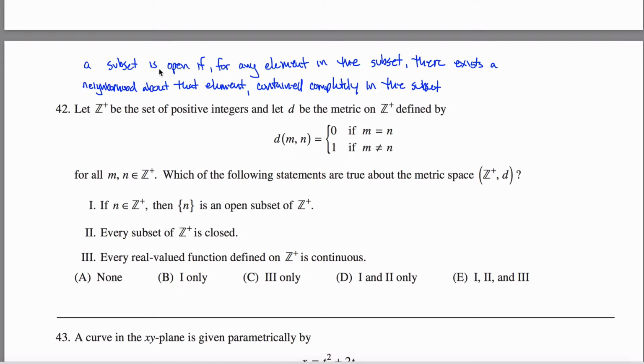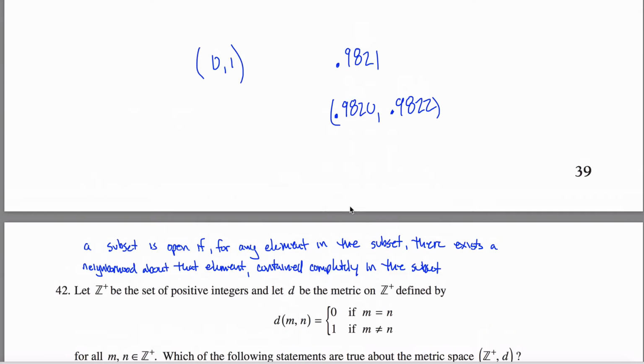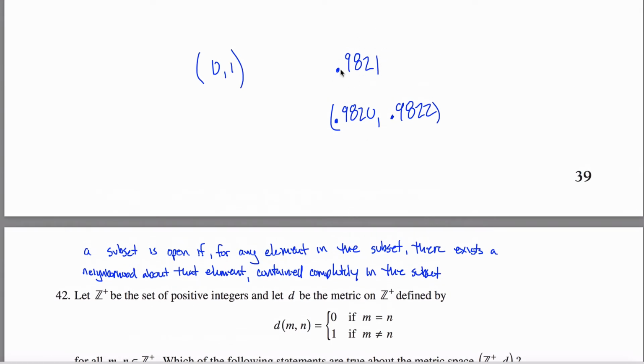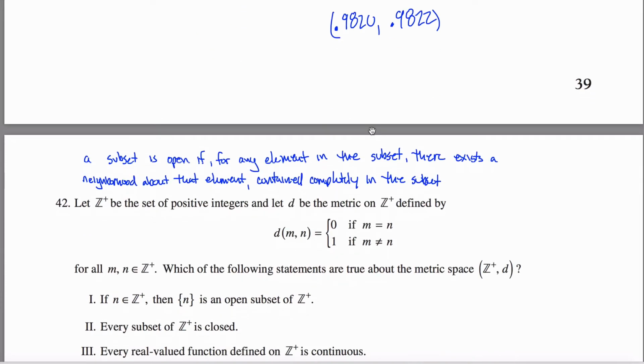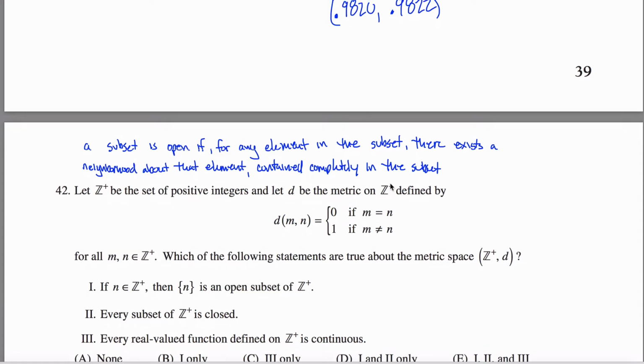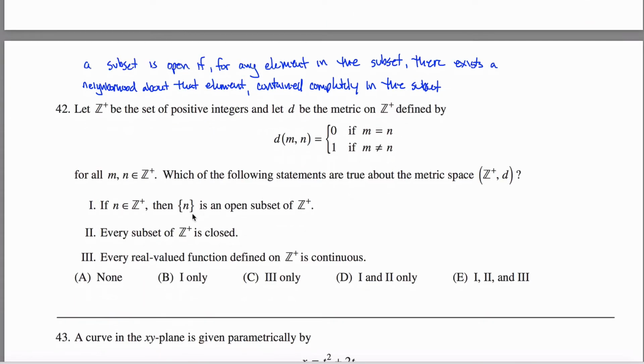Let's go to our definition. A subset, so this one, for example, is open if for any element in the subset. Well, this subset only has one element, the number 7, or whatever you chose n to be. So that's the only element you can choose up here. You give me 7. Now I want to build a neighborhood about that element that will be contained completely in the subset. And you're like, how's that possible? If the subset only contains 7, if I make it any bigger, it'll spill out of that subset.